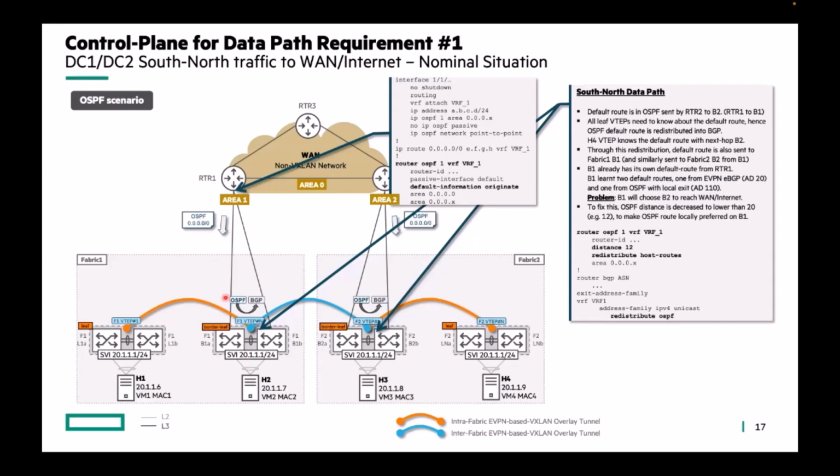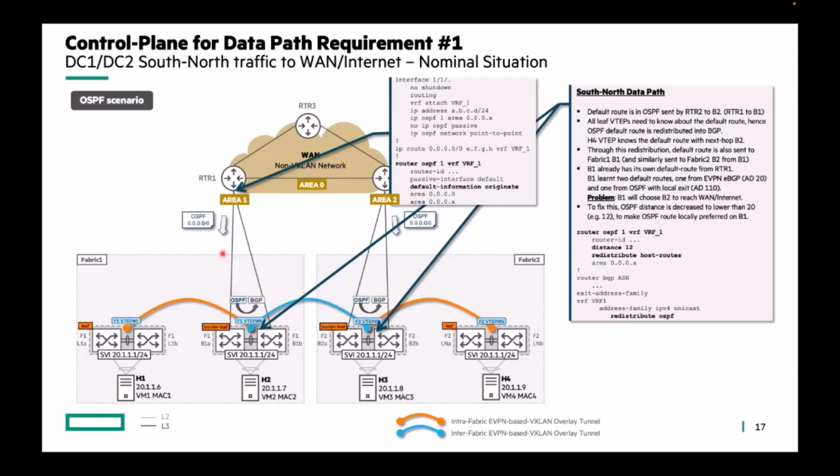All leaf VTEPs need to know about the default route. All of these leaves, the border leaf and the non-border leaves, everyone should know about the default route sent by its own gateway. It could be a firewall or a WAN router, so that these hosts also know how to reach the internet. To achieve that, we are going to redistribute the OSPF default route into BGP, because all the VTEPs are connecting through iBGP EVPN. So we are redistributing the default route learned by OSPF into BGP.